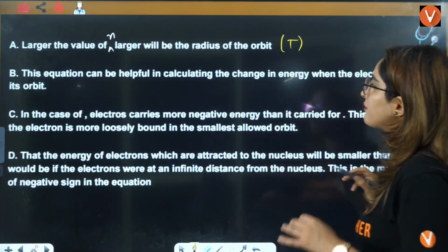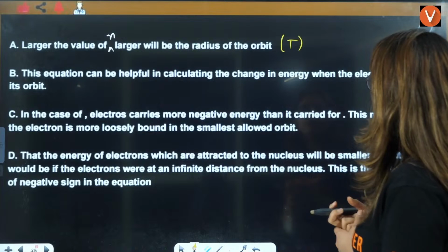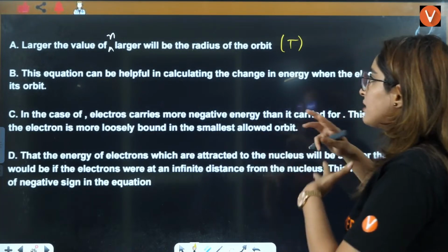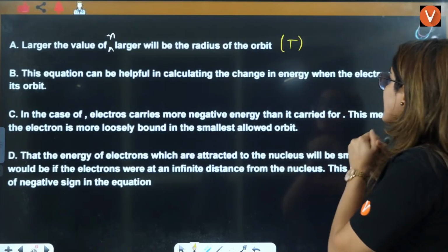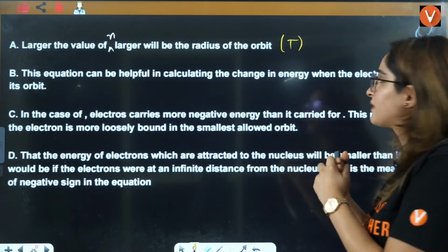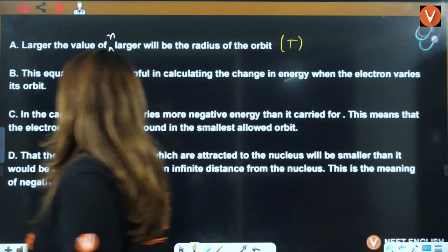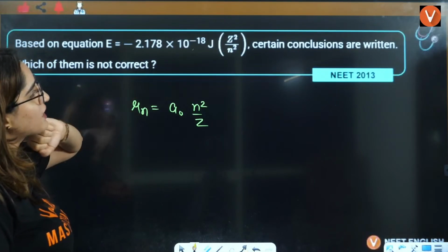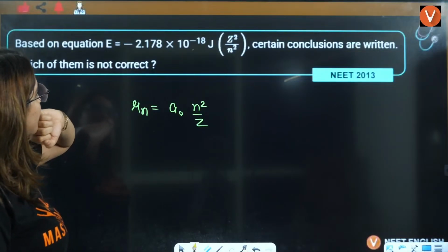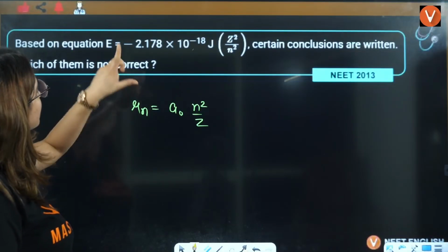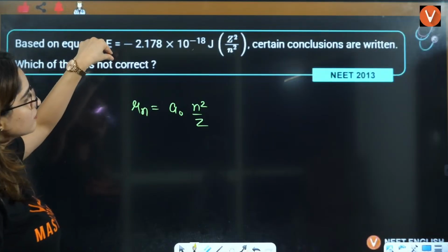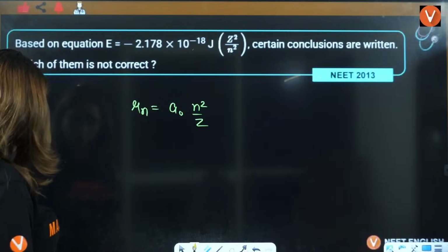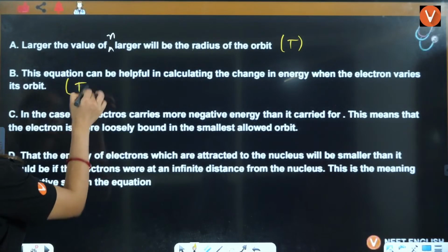The equation can be helpful in calculating the change in energy when the electron varies its orbit, right? Can we calculate the change in energy with this particular equation? Yes, we can calculate. We can calculate for E1, then n will change. For E2, n will change, right? According to that, you can calculate this. So this is also true.